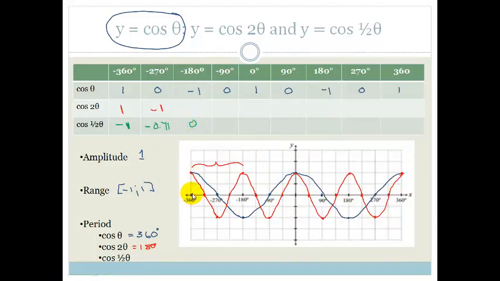So if we plot this now, we've got negative 1. At 270, it is now at minus 0.71. At 180, it is now at naught. So do you see that it's doing this? It certainly looks like it's seriously been stretched out. But let's go and plot some more points to make sure we know what's going on.